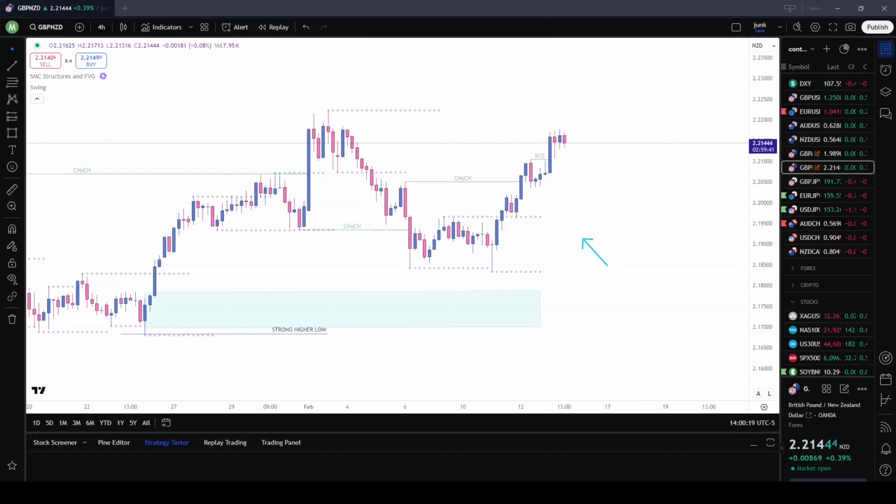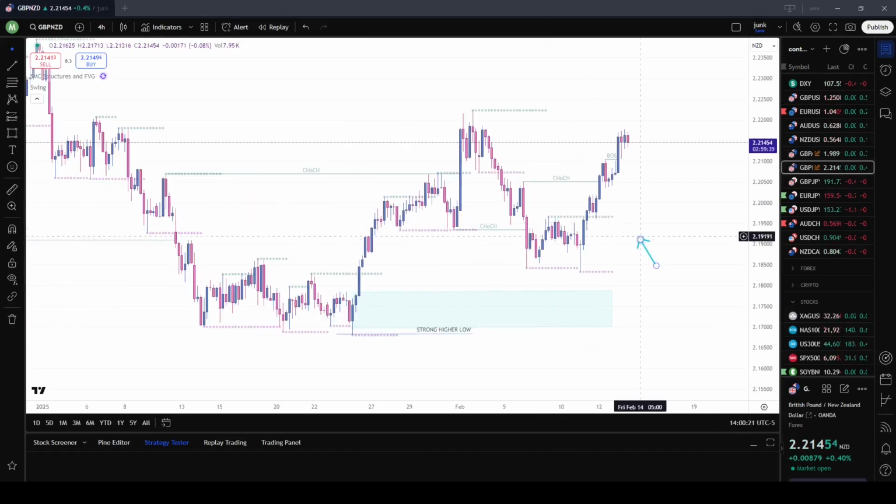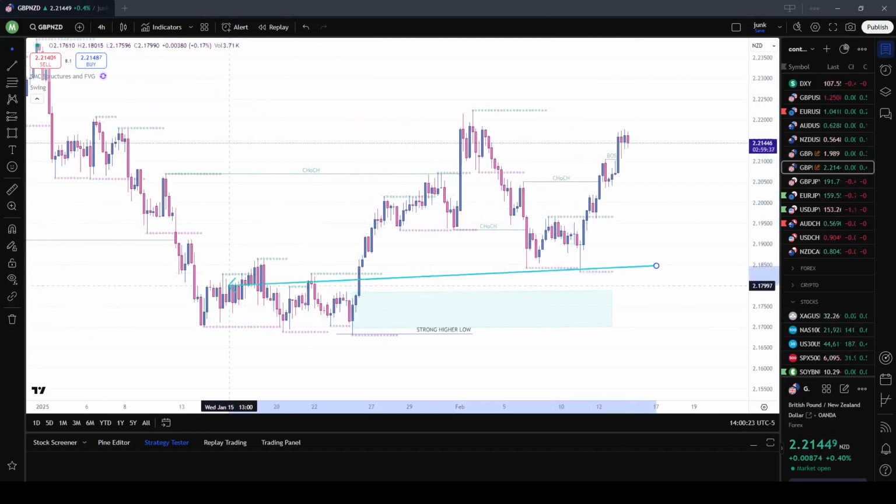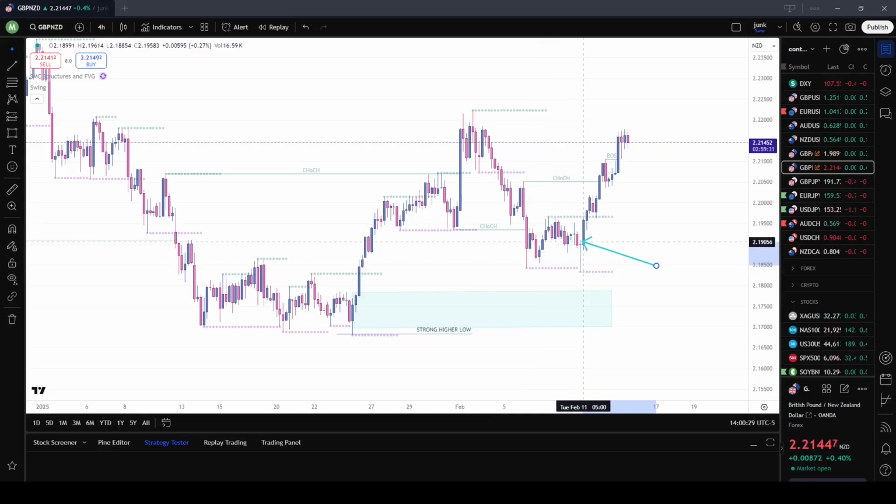GBP NZD, similar chart pattern. It's a pullback, 50% discount from the daily range. It pushed up, traded sideways in the range, swept liquidity under the range, and never got back to the order block. But nonetheless, it still pushed forward after this liquidity sweep from the range, started changing character and breaking structure.